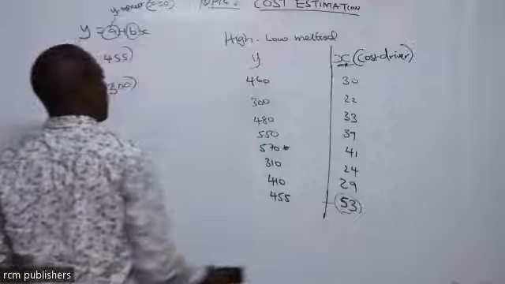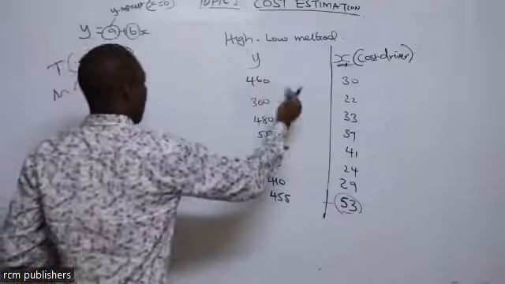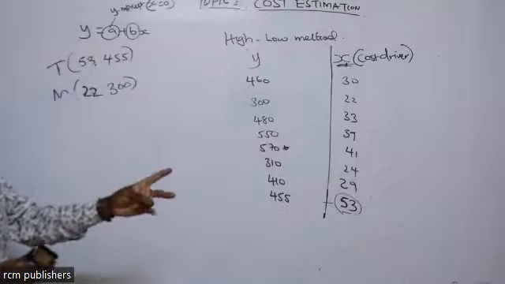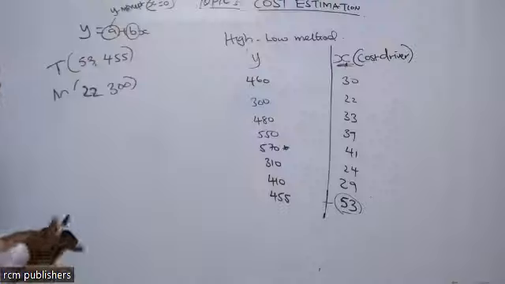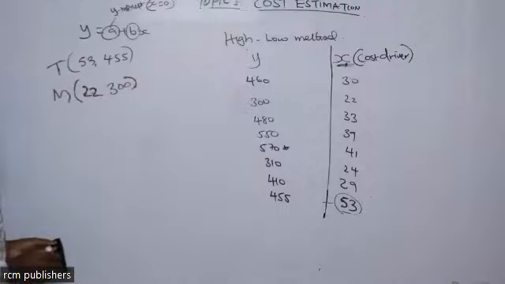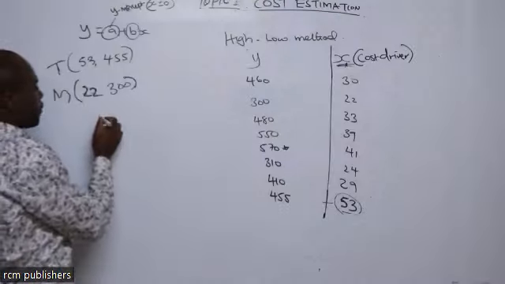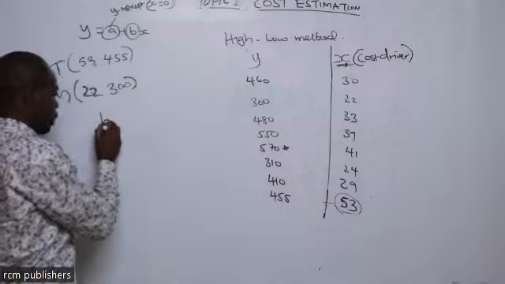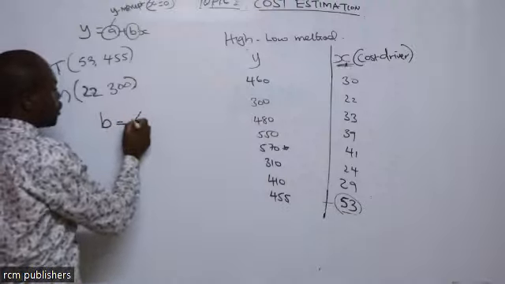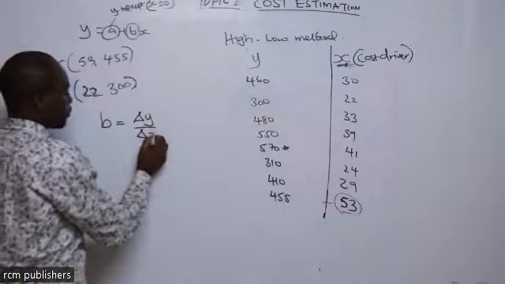So this is what we add. We've identified the high and the low figures. We have them here. We have to take the 2 sets, the highest and the lowest. Then what are we going to do? We are going to apply the formula of getting the value of B, which we said is equivalent to change in Y over change in X.